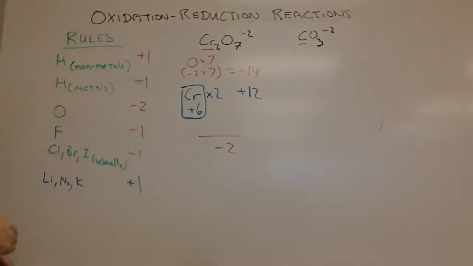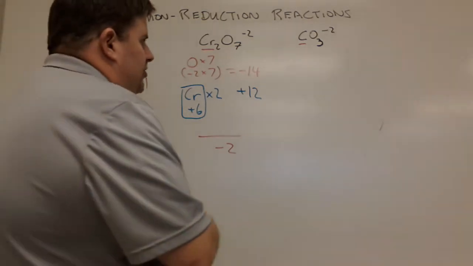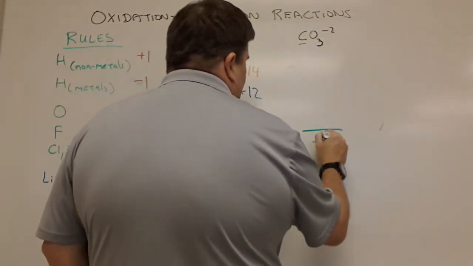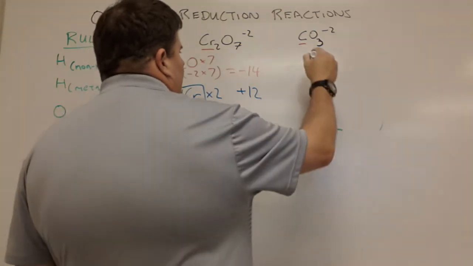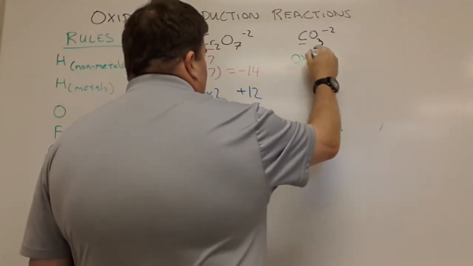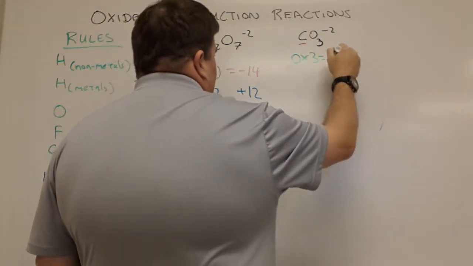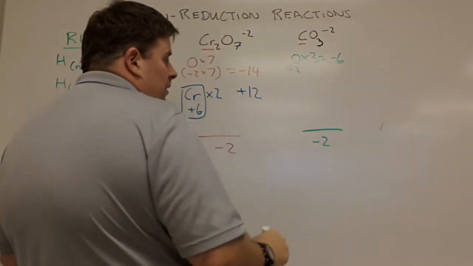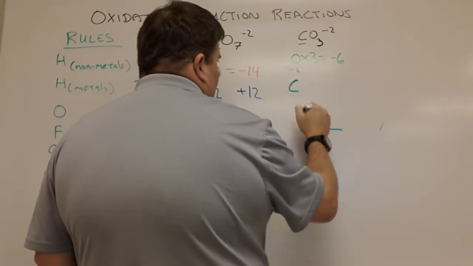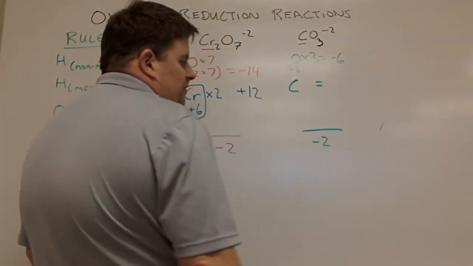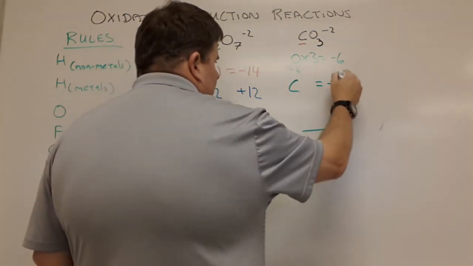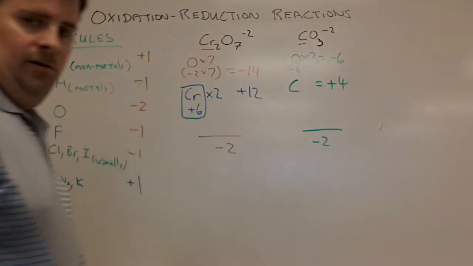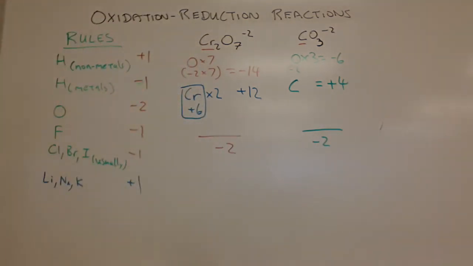Okay? What about for carbon? What's the oxidation number for that one? My overall charge for carbonate is a minus 2. I've got 3 oxygens here, so oxygen times 3 is going to be equal to minus 6, because each one of these is a minus 2. Right? Which means that the carbon has to be equal to something that gives me a minus 2. So that gives me a plus 4. Okay? Good. A few more examples.